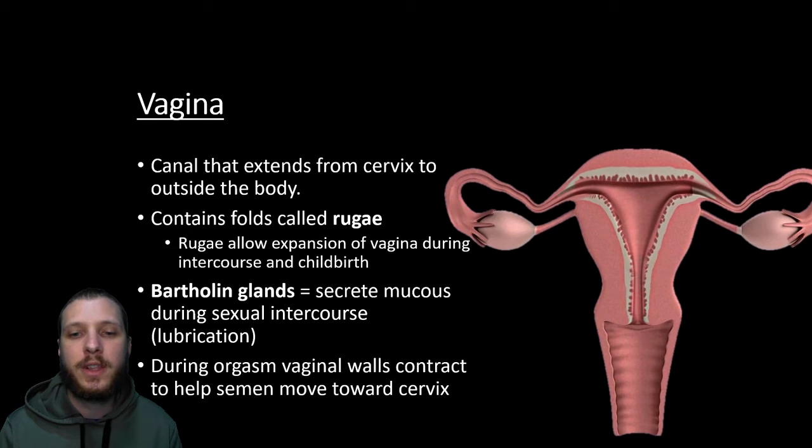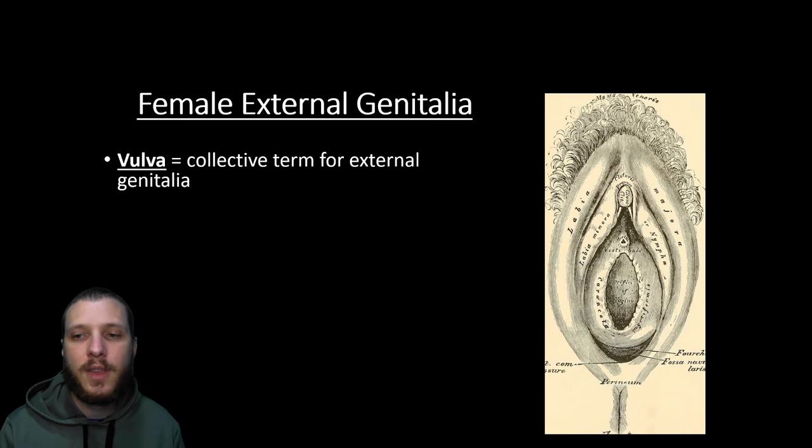We also have Bartholin glands, which are going to secrete mucus. Anytime you find mucus, the body's trying to kind of lubricate the area. In this case, sexual intercourse, you're going to need lubrication. And then looking at the external genitalia, everything together is going to be termed the vulva, so the collective term for the external female genitalia.